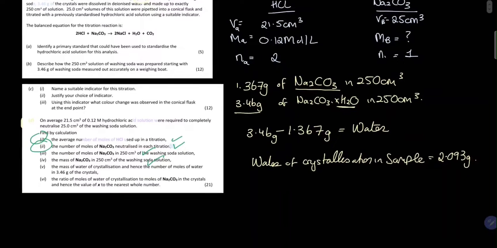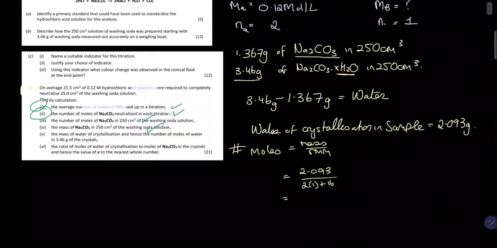So 2.093 grams is how much water of crystallization was in that original sample that was diluted into the water and made up to 250 centimeters cubed. Now you want to convert that to the number of moles of water. So again, that's just a simple number of moles equals mass over the relative molecular mass. We have 2.093 grams of water. The relative molecular mass of water then is 2 times the 1 plus 16. Work that out and we should get 0.1163 moles of water.